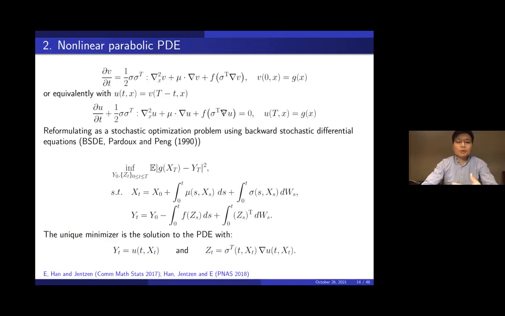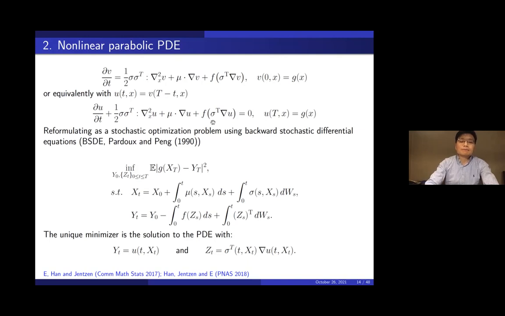I'll go through this quickly. If you don't get the details, that's fine. I just want to give you an impression that we can develop deep learning based algorithms to solve these problems that we really couldn't do before. So here we're solving some nonlinear PDEs. And let's just reverse time. This was the initial value problem. After reversing time, it becomes a terminal value problem.